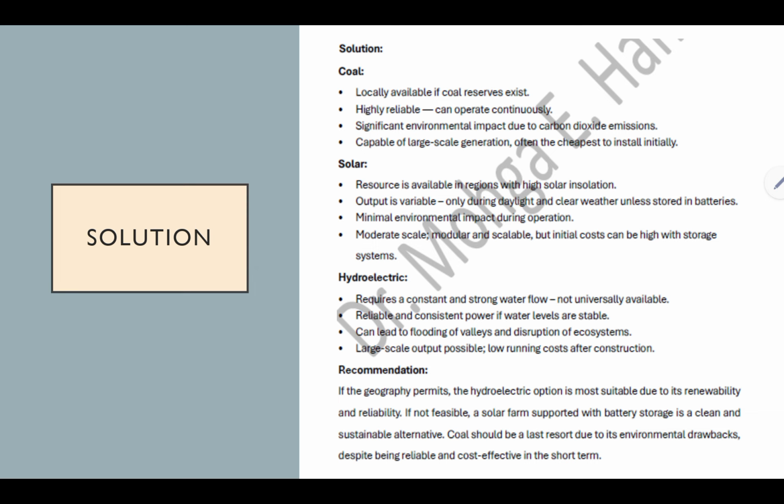Here is the answer, looking at the three options in terms of the four requirements they asked for. From all three options, if the geography permits, the hydroelectric option is the most suitable due to its renewability and reliability. If not feasible, a solar farm supported with battery storage is a clean and sustainable alternative. Coal should be the last resort because it has environmental drawbacks, despite being reliable and cost-effective in the short term.